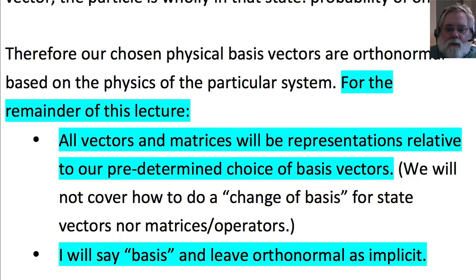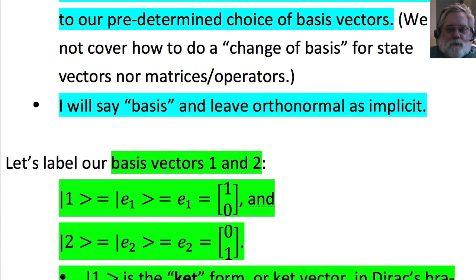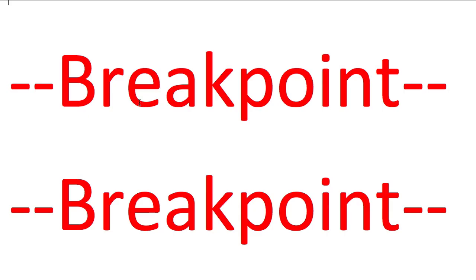We are not going to cover how to do a change of basis for state vectors, matrices, or operators. We're not going to do rotations in the abstract vector space. Generally, I'm just going to say basis and leave orthonormal as implicit. So anytime I say basis, I mean orthonormal basis. This is a possible time to take a break.